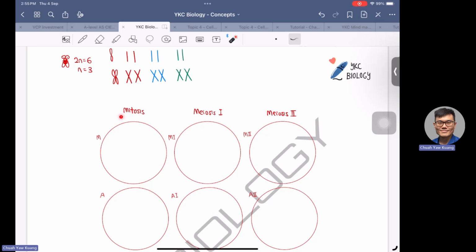During prophase in mitosis, there is no synapsis, meaning that the homologous chromosomes will not pair up. That's why during metaphase, all of these chromosomes will just be aligned at the metaphase plate. The homologous chromosomes will not pair up together. They will just be randomly aligned at the metaphase plate. So the chromosome behavior during metaphase of mitosis is that all the chromosomes are just randomly aligned.